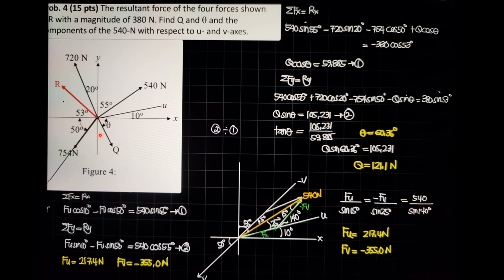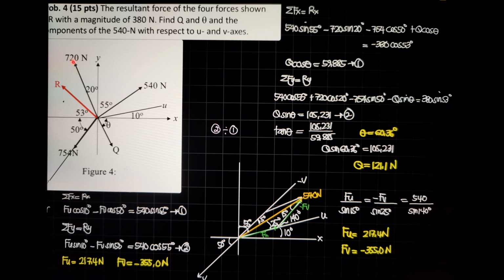So first solution, summation of forces x equals Rx. Beginning with 540, the x component of 540 is this, opposite of 55, positive. So it is 540 sine of 55 degrees.